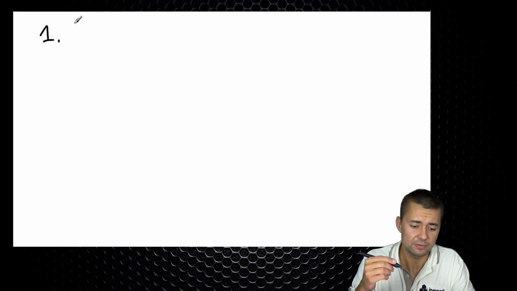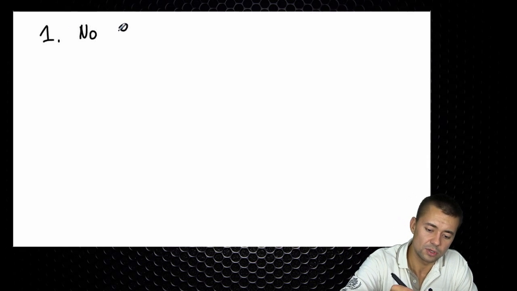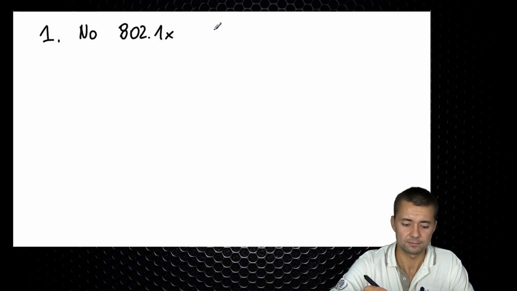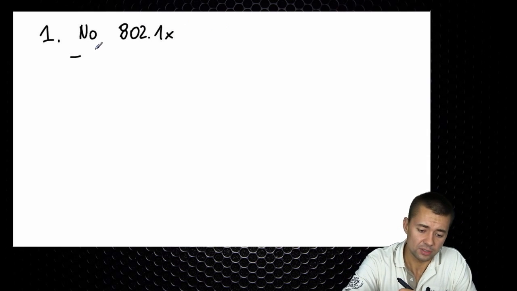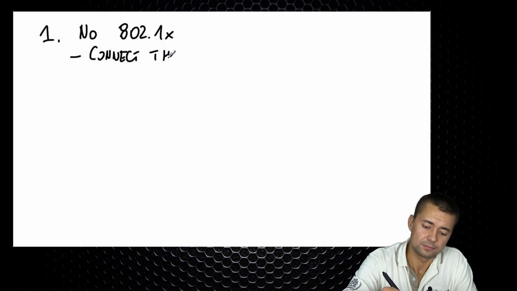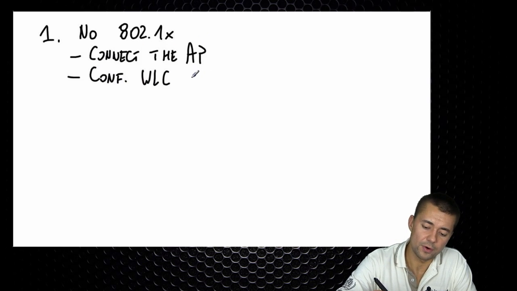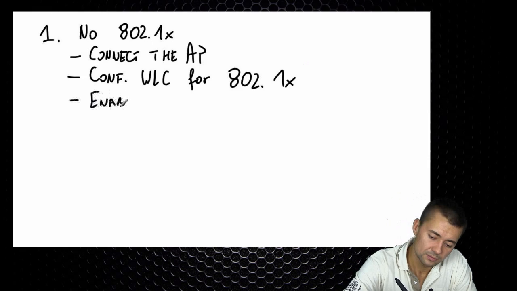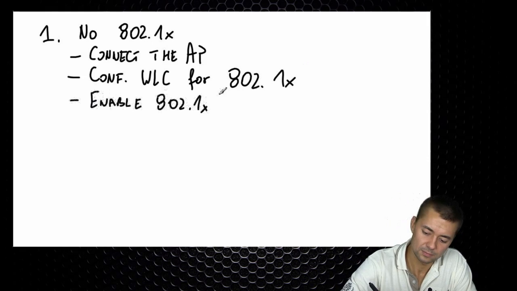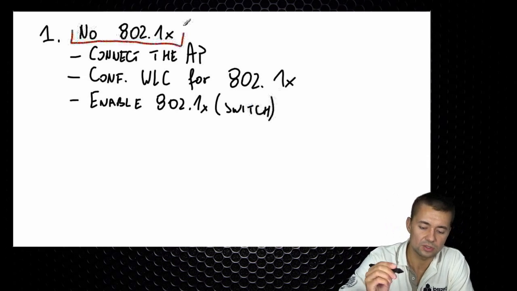so the simplest solution to the problem we have here is basically to first thing disable .1x. So no .1x on the switches, and then when there is no .1x configured on the switch, you can basically connect your access point, then you can configure your WLC for .1x, so access point can download this configuration from the controller, and then you can enable .1x on the switch, so this is when you don't run .1x on the switch to begin with.